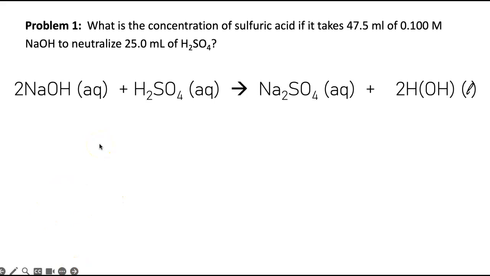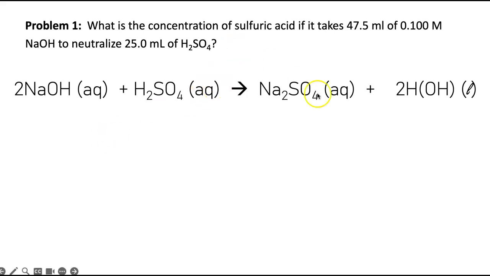Now notice that I've drawn this arrow in just the forward direction. It is true that we could look at the equilibrium for this reaction, but because NaOH is a strong base and H2SO4, sulfuric acid, is a strong acid, they're going to have a big Ka value, so they're primarily going to form products here.